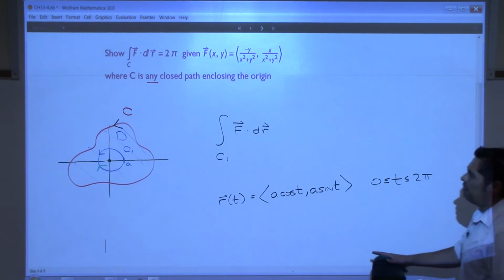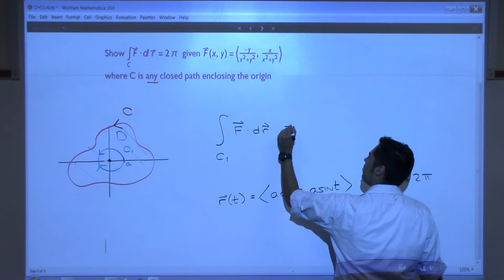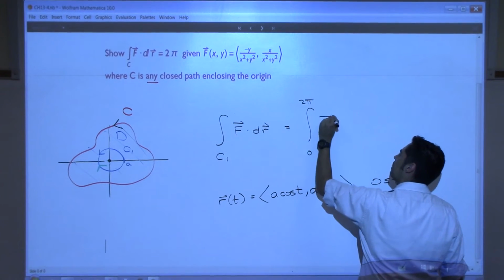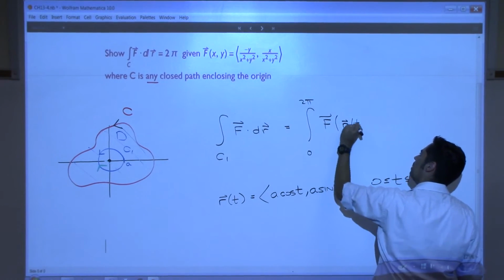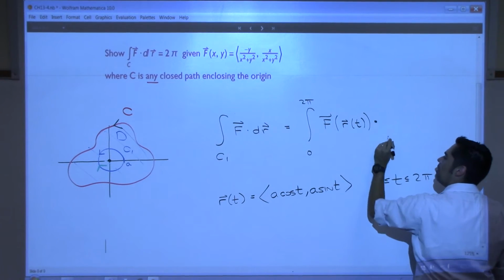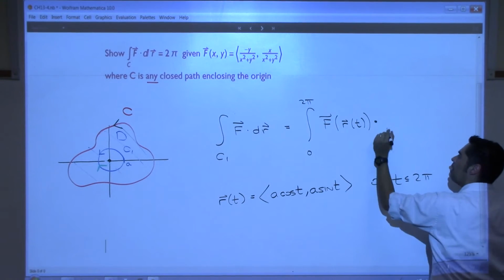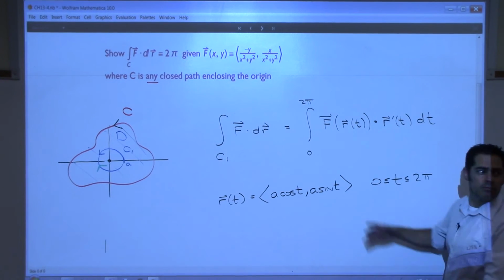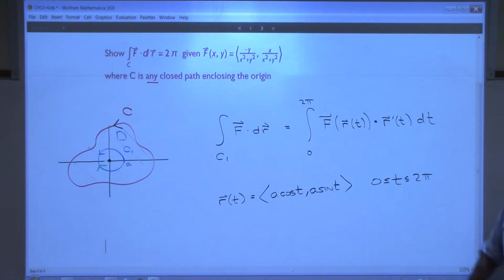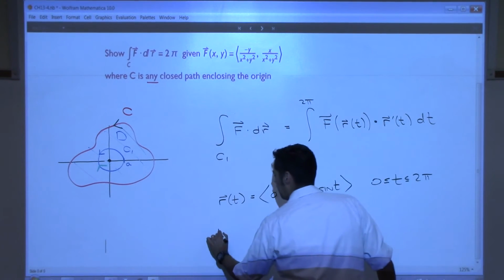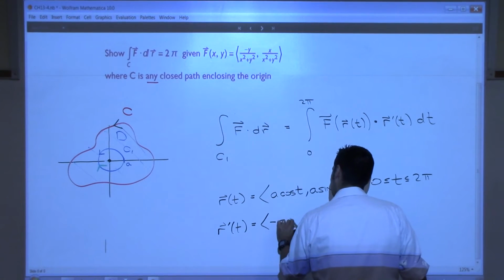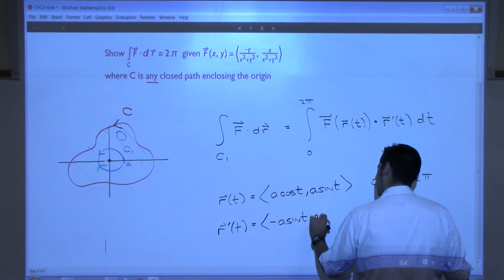Now, I think what you're doing, from what I'm hearing, is that you're going to go from 0 to 2 pi. You're going to take the vector field, plug in r of t, and then dot that with the derivative of r of t, and then dt. I believe that's the formula that you're using here. Okay, so we need the derivative. The derivative of r is what? Negative a sine t, a cosine t.